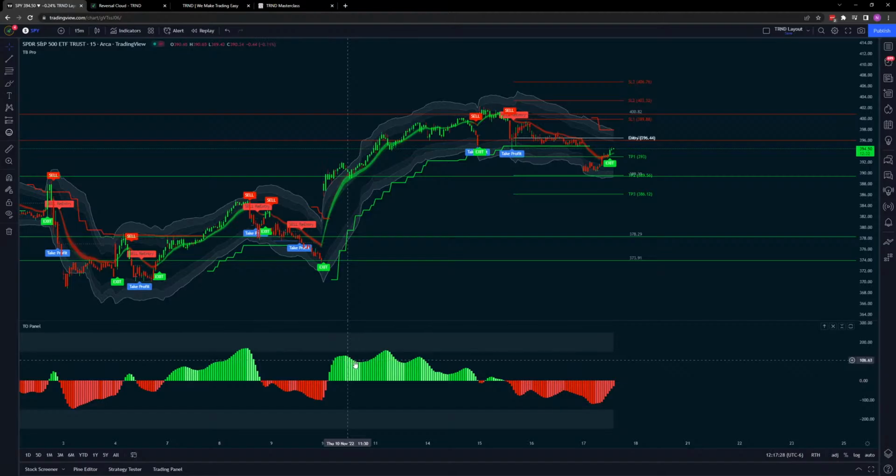When the candlesticks are nice and wide, just like the EQ cloud, that means momentum is strong. When the candlesticks are nice and small, that means momentum is weak.